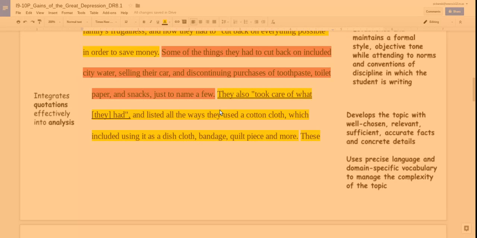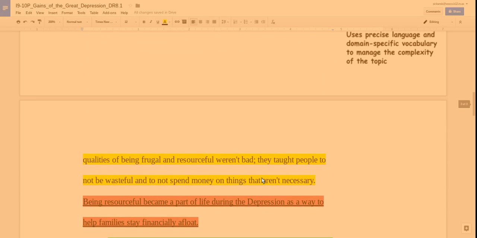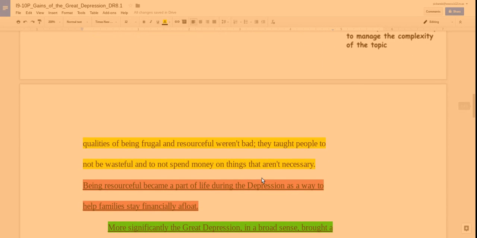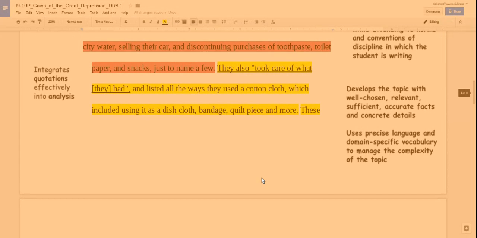Then we come to our next piece of evidence. They also took care of what they had and listed all the ways they used a cotton cloth, which included using it as a dishcloth, bandage, quilt piece, and more. And then we have some more explanation. These qualities of being frugal and resourceful weren't bad. They taught people to not be wasteful and to not spend money on things that weren't necessary. So our evidence is going on for a while here with specific details from the text.